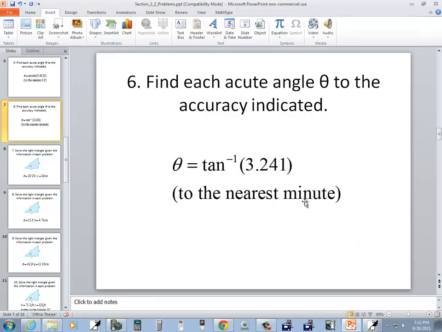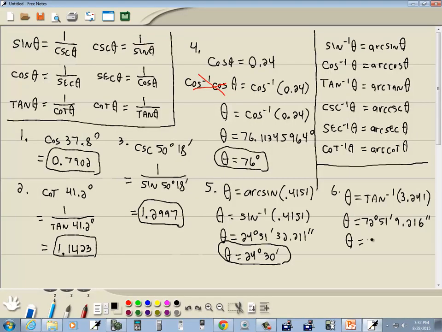This problem says take it to the nearest minute. So we got 72 degrees, and you might be saying, well, how in the world do I do that? Well, remember there's 60 seconds in 1 minute. So if this is 30 or greater, then we'd round this up. Since this is only 9, then we're just going to keep it at 51 minutes. And that's our answer.